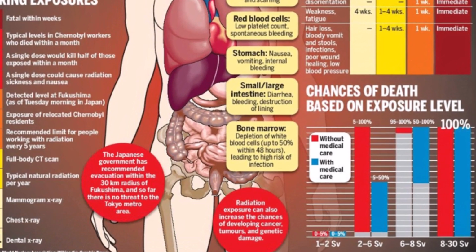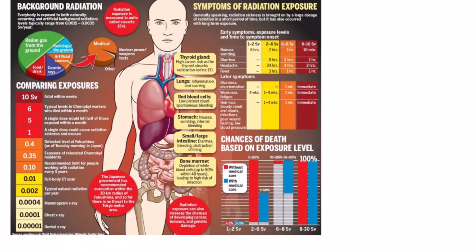Finally, this graphic also looks at the chances of death based on exposure. This particular graph shows that when you're only exposed to 1 to 2 sieverts, there's a very small chance that you're going to die as a result. Whereas when you increase the dosage to 2 to 6, 6 to 8, and then from 8 and above, once you get to around 10 sieverts, there's 100% certainty of death. It's quite a large exposure dosage.